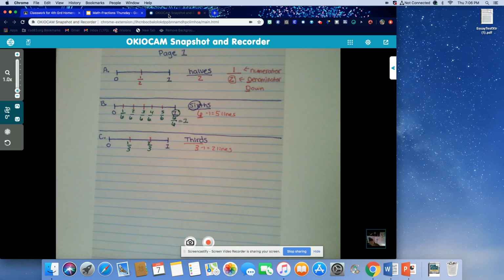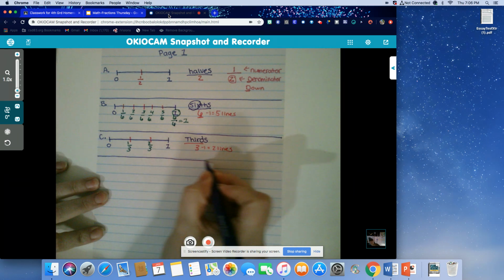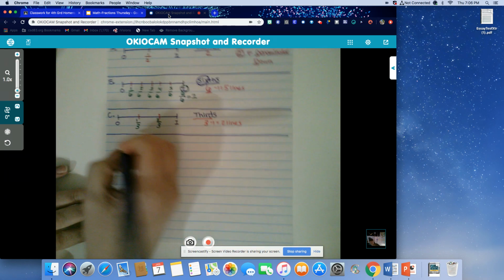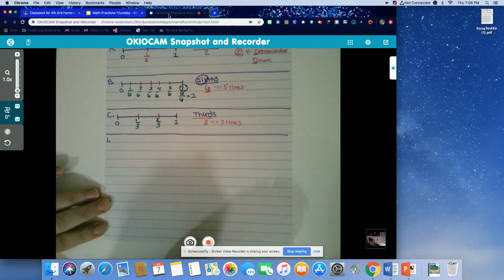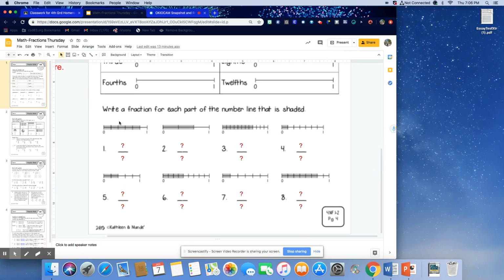I'm going to jump down to number 1 now on the paper so I can explain to you what they mean by the shaded area. So now I'm going to write number 1 because now we're getting into the numbers. If you look at number 1, let me scroll down a little bit. It says write a fraction for each part of the number line that is shaded. So they want me to figure out a fraction for however many pieces they ate.